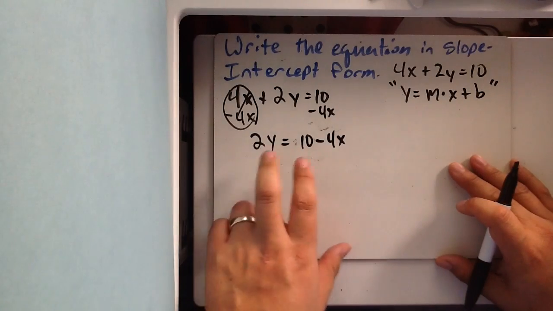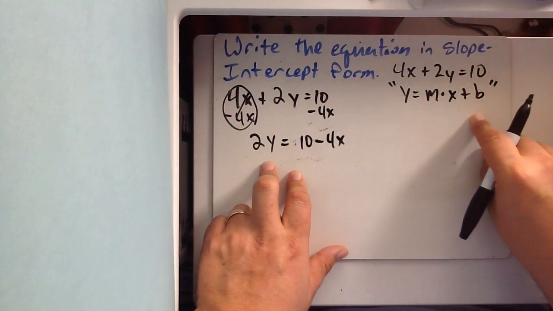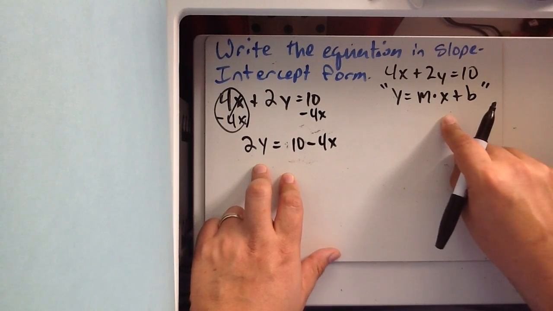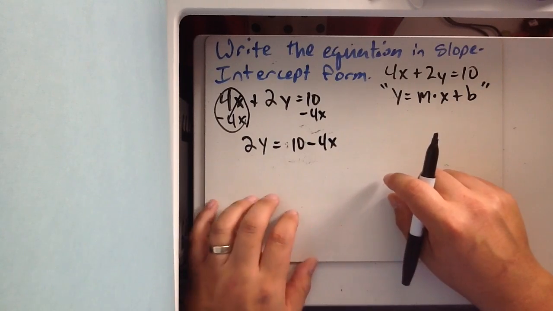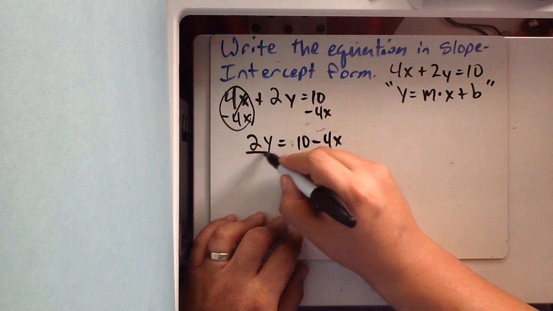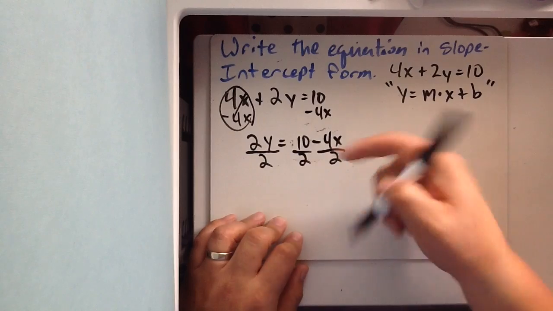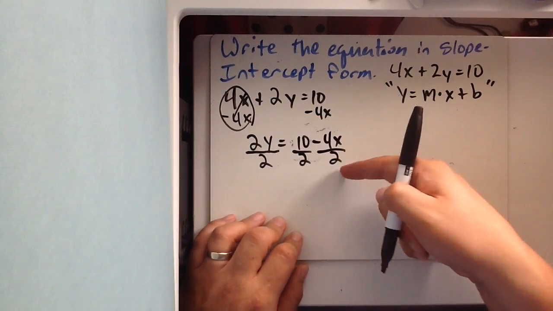Now from here, I'm left with 2y, and again, I want to isolate y and end up with this form: y equals my slope times my input plus my y-intercept. So since I'm multiplying 2 times y, or I have two y's, I'm going to split it up equally. So I divide both sides by 2. That means I divide each term by 2.